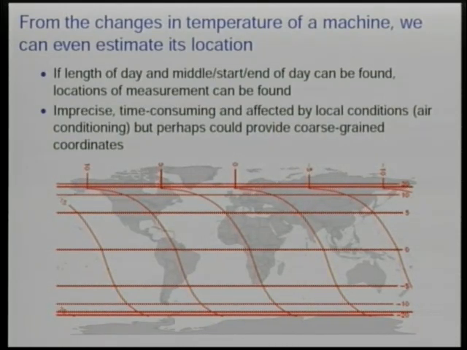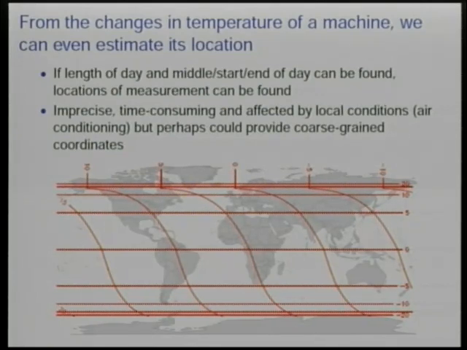Each of these curved vertical lines is the start of the day at each of these locations. And the horizontal lines are the difference in length between 2 days, 6 months apart. And all these numbers are hours. So it takes a long time to get a significant difference. But if you're only trying to work out what side of the equator someone is on, then it might be a reasonable way of doing it.